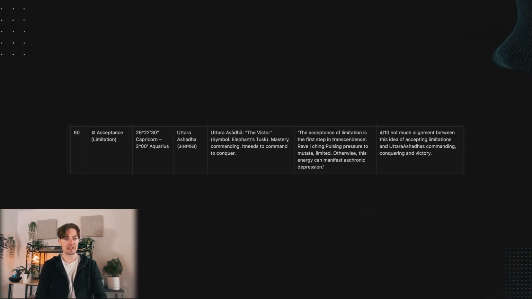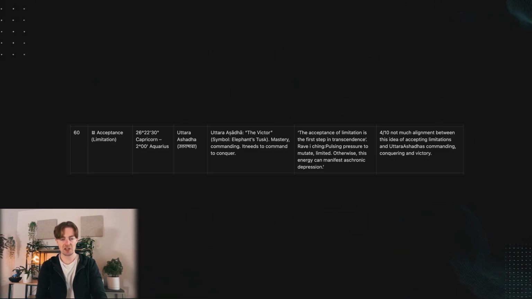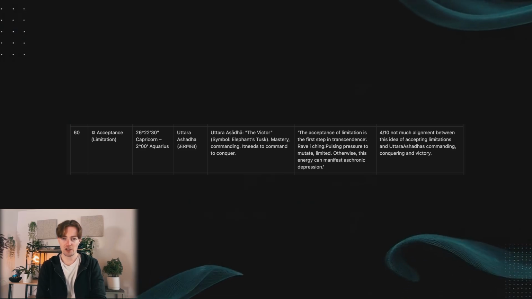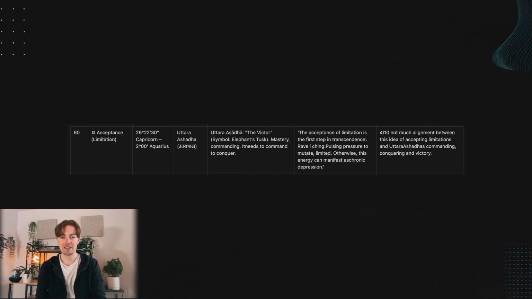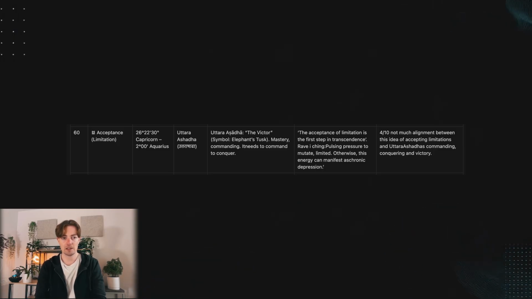Gate 60, the gate of acceptance or the gate of limitation, running from 26 Capricorn to 2 degrees Aquarius in the Uttara Ashada Nakshatra. Uttara Ashada is the victor. The symbol is the elephant's tusk. Mastery, commanding. It needs to command, to conquer.